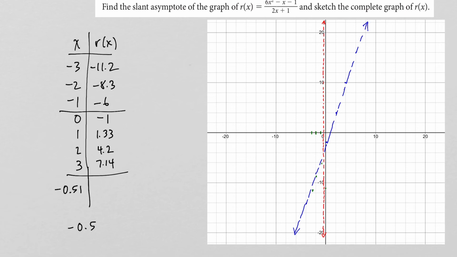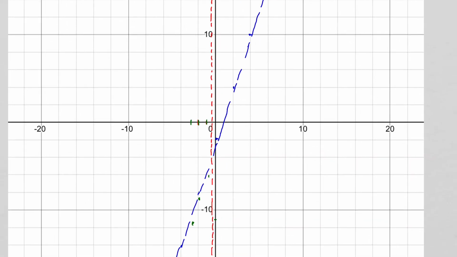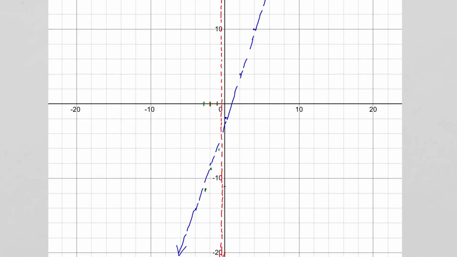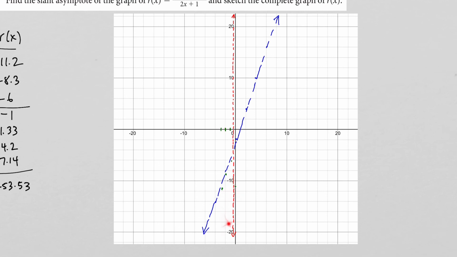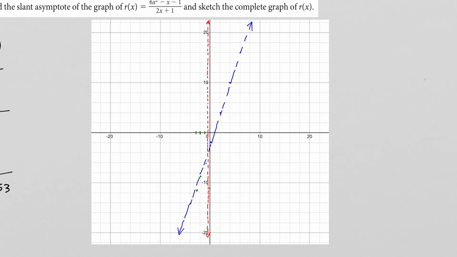And if you plug that into your calculator, you get -53.53. So what I'm saying is, as you get really, really close to -1/2, but still on the left-hand side of that, the function value is becoming a very large negative number. And so what that means in terms of the graph is that it is coming in like this, and at some point it turns around and goes down forever.